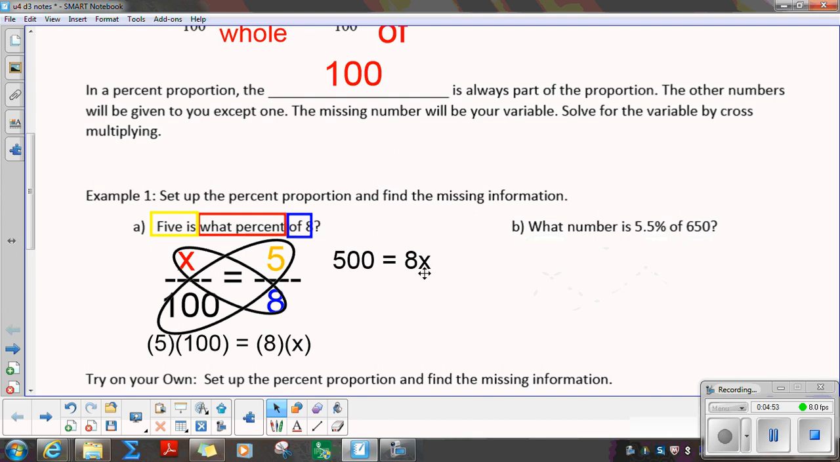So to undo this multiplication, I'm going to divide by 8. The 8's would cancel out here, and then I just do 500 divided by 8. I will probably get a decimal for these, and that's okay. Okay? I actually get 62.5. And because that missing number was the percentage part, when I write my answer, it's going to be 62.5%. We need to make sure we label it. Okay?